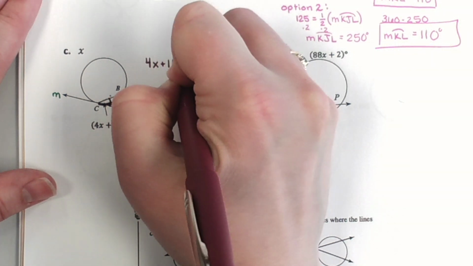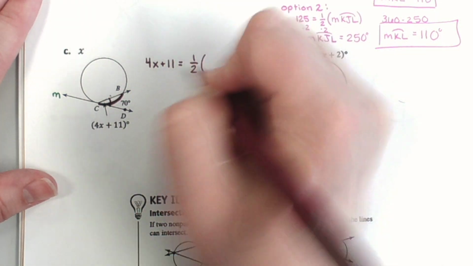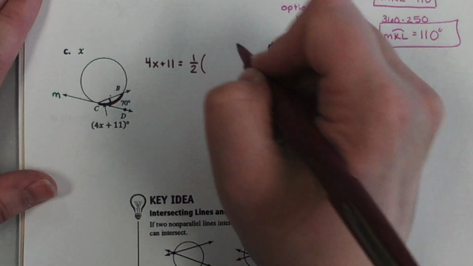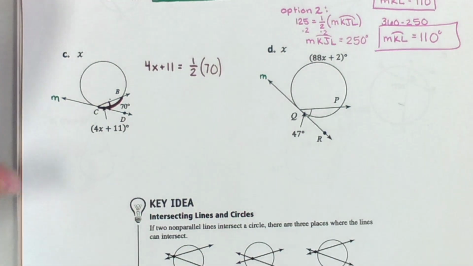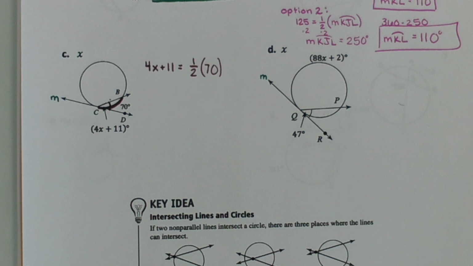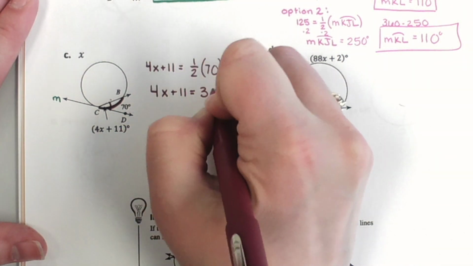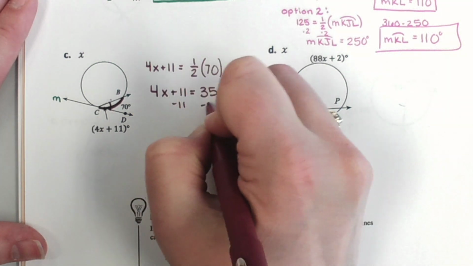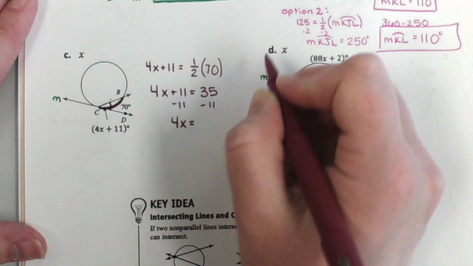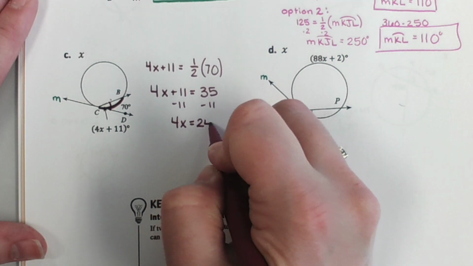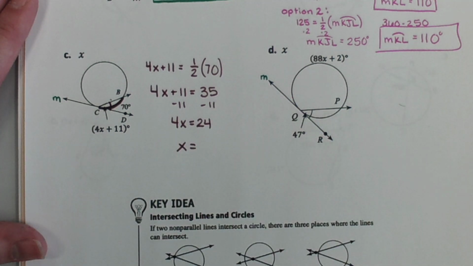4x plus 11 was the angle, equals 1/2 the arc, which was 70. If I want to solve this, what's the first thing I should do? Times 1/2 by 70. Half of 70. 4x plus 11 equals 35. Subtract 11. Y'all know the math from here. 35 minus 11 is 24. Divide by 4 and x is 6. Is that what I was solving for? Yes.